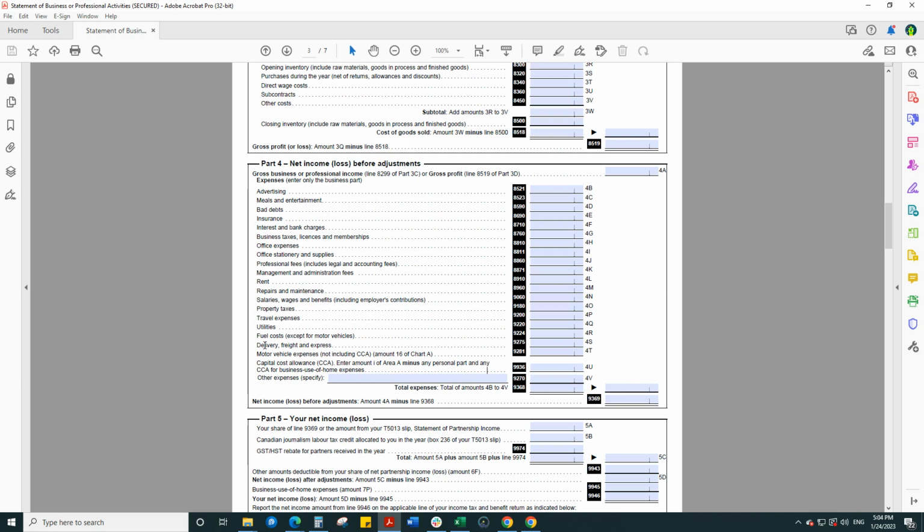So there are certain rules around each type of equipment. Furniture is class 8, which is a 20% capital cost allowance each year, except for the first year, which is half. Every class has a different percentage. So you're going to want to look up what percentage applies to the type of asset you purchase for the business, and keep track of it on a schedule.